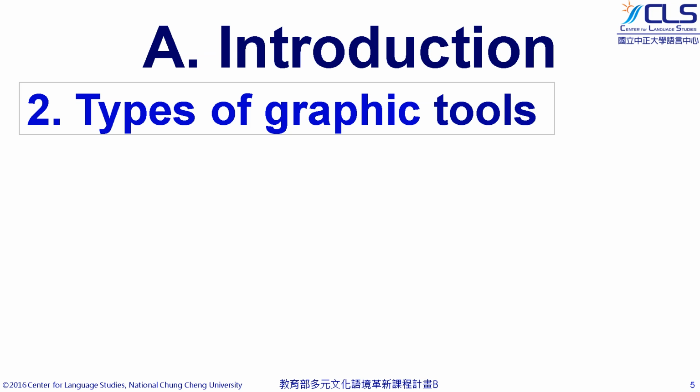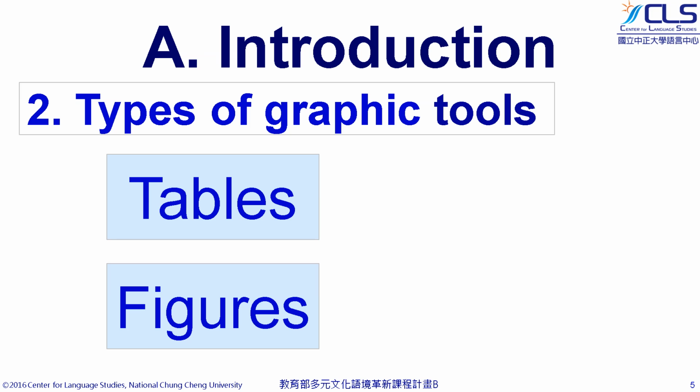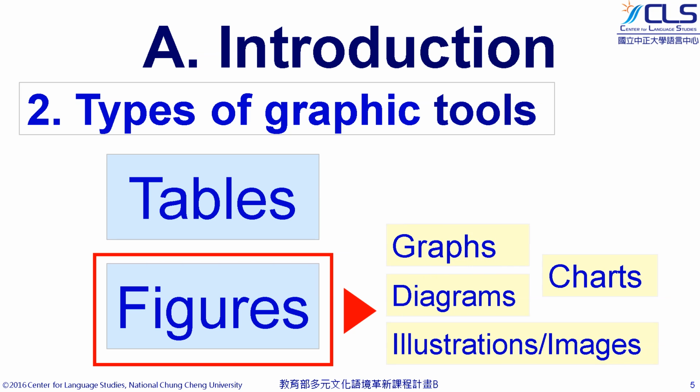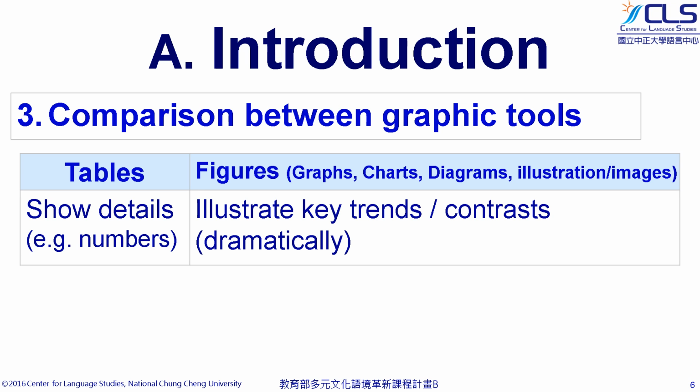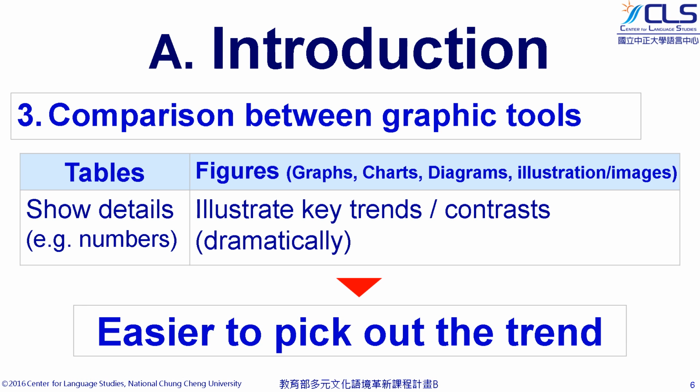For the types of graphic tools, there are two types: tables and figures. For figures, four categories are included: the graphs, the charts, the diagrams, and the illustrations or images. So, how are tables and figures different? Tables show details, while figures illustrate the key trend or contrasts more dramatically. For readers, it's easier to pick out the trend from the tables and the figures than from the text.